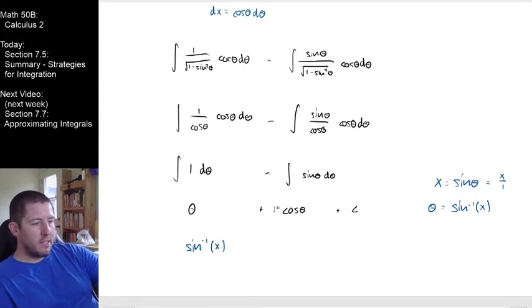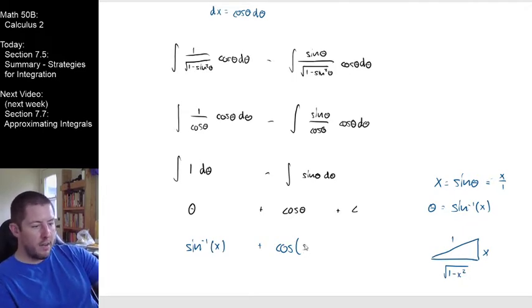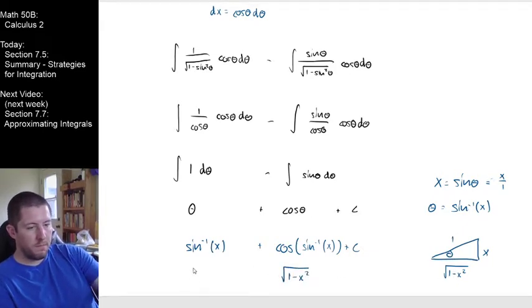This guy right here, it looks like we need to get a plus cosine of theta, right? And so I want to draw my triangle so I can get the cosine. Sine was x over 1, which is opposite over hypotenuse, so that is a square root of 1 minus x squared. So it looks like cosine of sine inverse of x plus c. It looks like the cosine of theta in this case is square root of 1 minus x squared. So it looks like our total answer for this guy is right here.